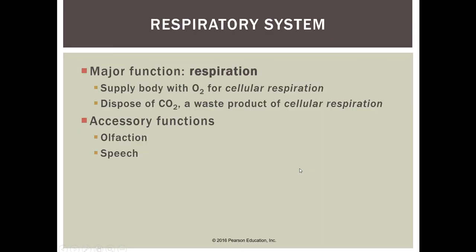So what do we have a respiratory system for? What is the purpose? Well, its main job really is what we call respiration, which is getting oxygen into the body so we can use the oxygen for aerobic respiration to make energy, and then getting rid of the carbon dioxide that is a waste product of that aerobic respiration. The respiratory system then has a couple of accessory functions, including olfaction, speech, and actually through the excretion of CO2, also helping regulate our pH balance.